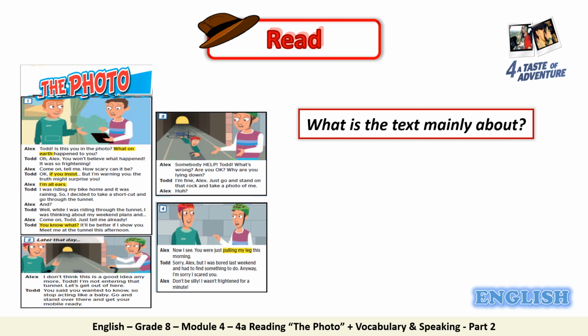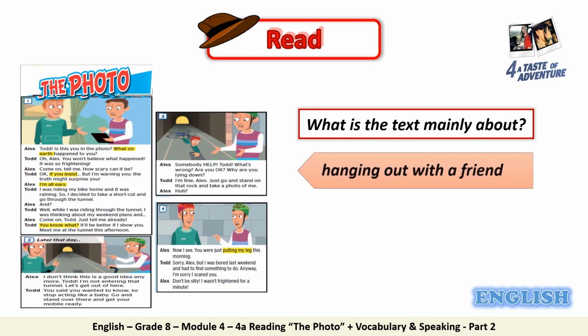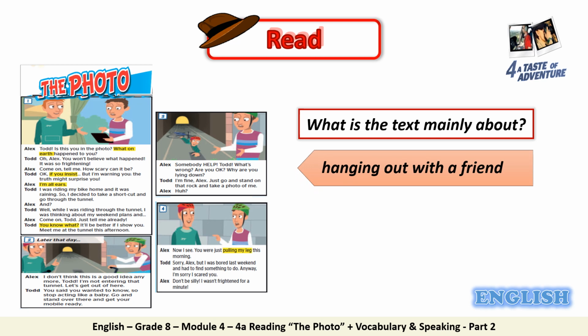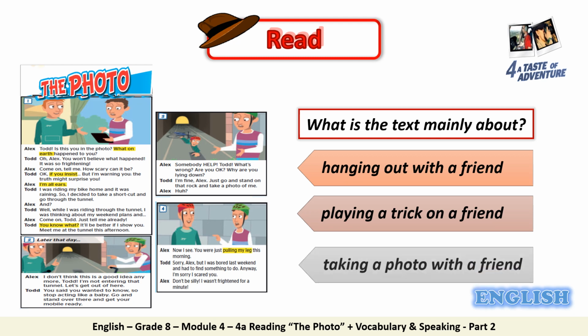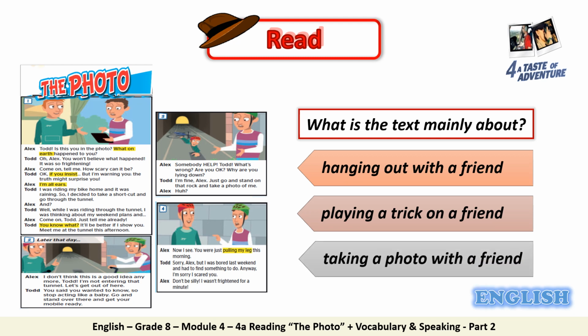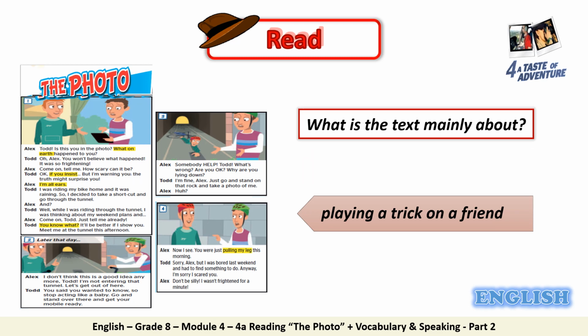Now, what's the text mainly about? Is it about hanging out with a friend? Or playing a trick on a friend? Or taking a photo with a friend? Skim the text very quickly and try to figure out the answer. So what do you think? Which option is the correct one? You are right. This text is about playing a trick on a friend.